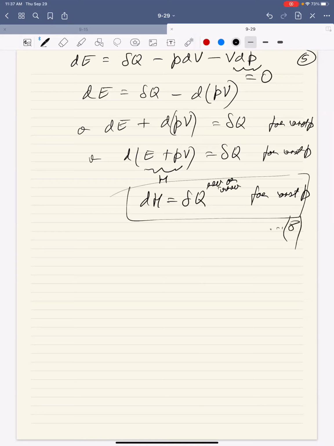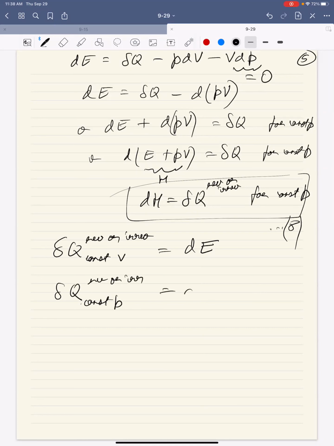Okay, so this is quite nice. We have just shown that delta Q, reversible or irreversible, at constant V is equal to dE, and delta Q at constant P, reversible or irreversible, is equal to dH. So if you're doing a constant pressure or a constant volume process, the heat that you give to a system does not depend on the path you take. It's just a state function. Okay, so that's super nice.